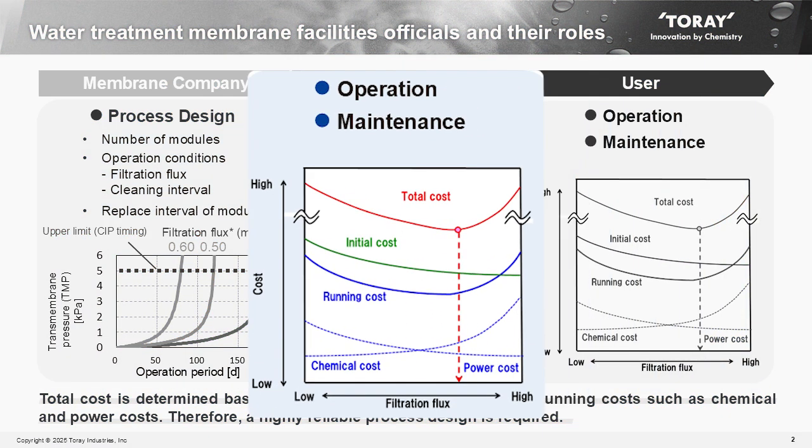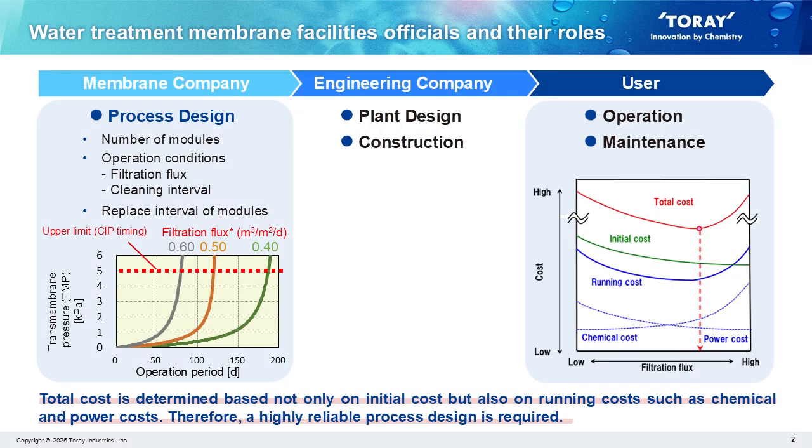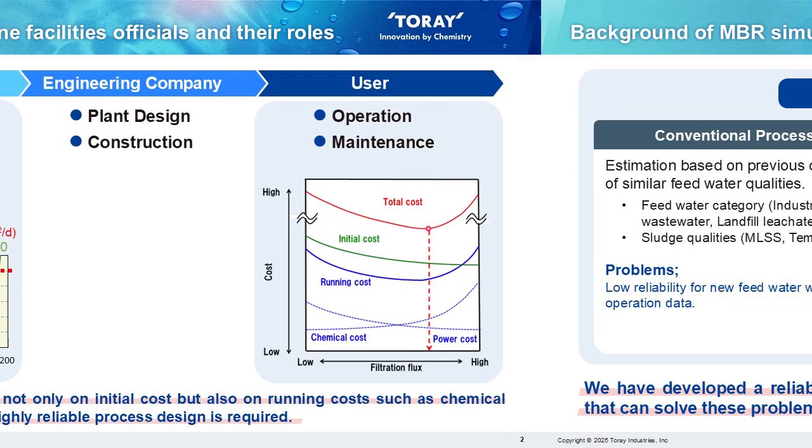As an example of process design, having a lot of modules leads to an increase in initial cost. On the other hand, a few modules lead to increased running costs due to increased cleaning frequency. Total cost is determined based on initial cost and running costs such as chemical and power costs. Therefore, a highly reliable process design is required.